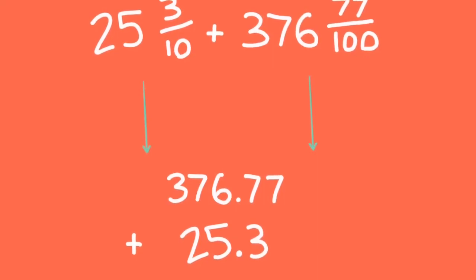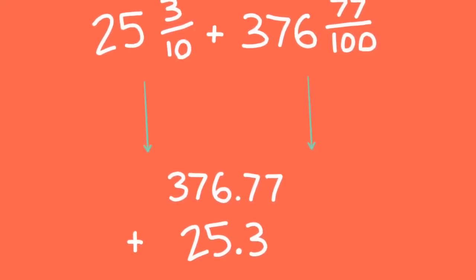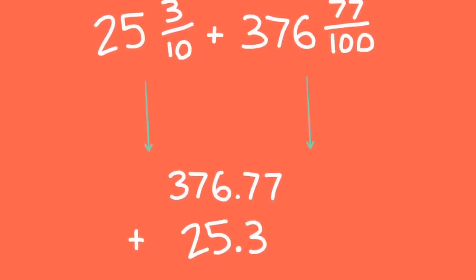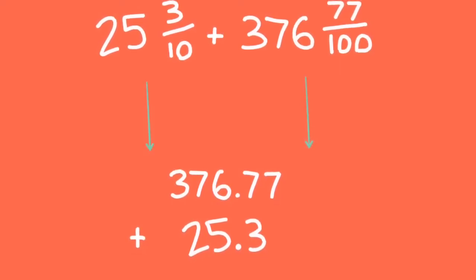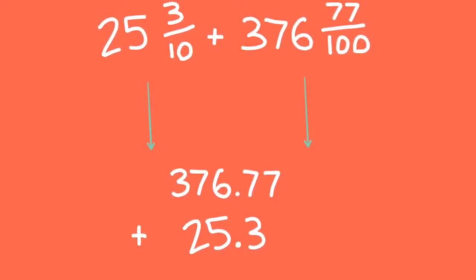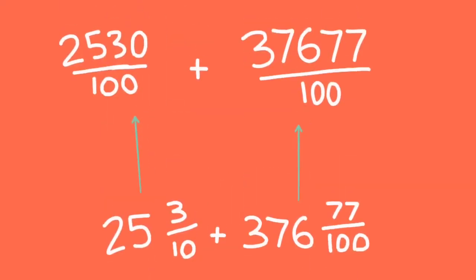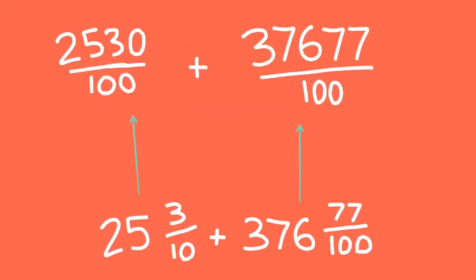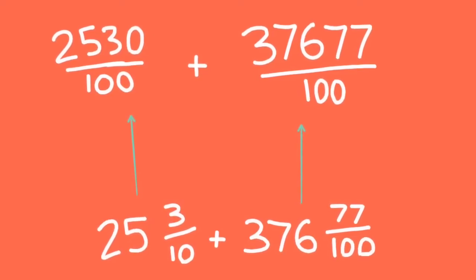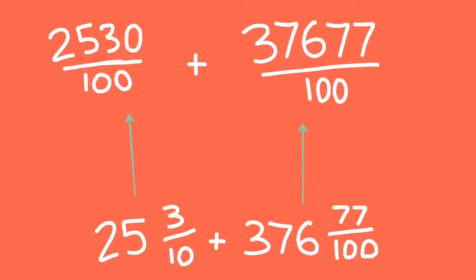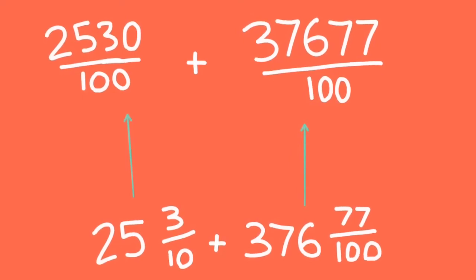I guess the question you need to ask yourself now is, which route did you prefer? Which method of solving this was better? Remember, we did it two different ways. We did this way, where we took the mixed numbers and turned them into decimals and then added them. And then we tried it another way, where we took the mixed numbers and turned them into improper fractions and then added them. So think about that as we try this next problem.